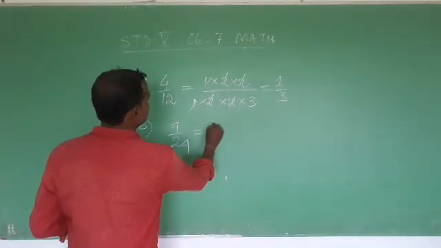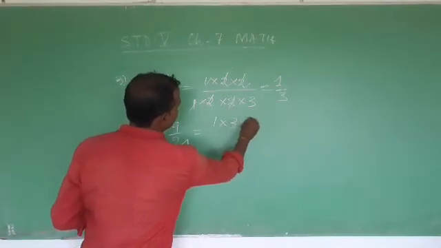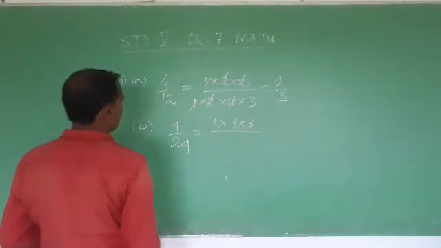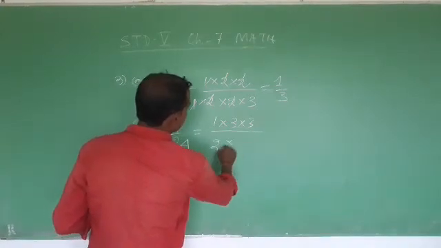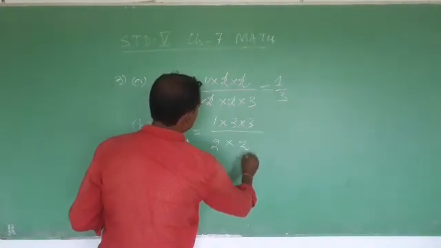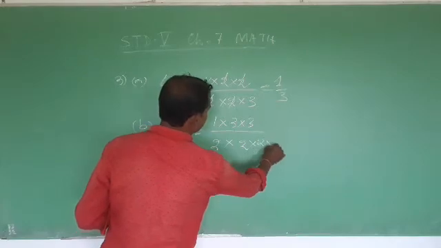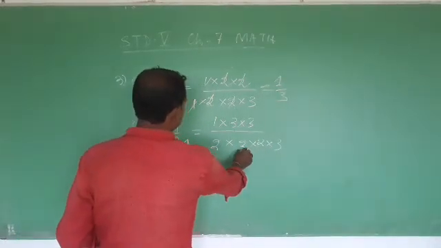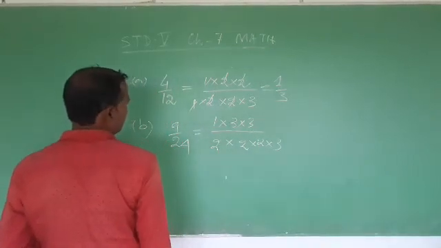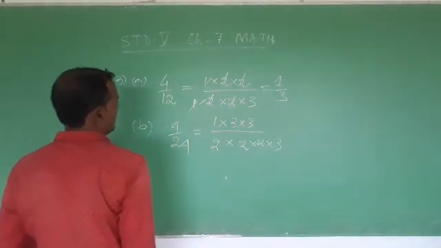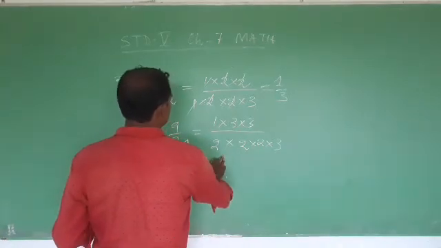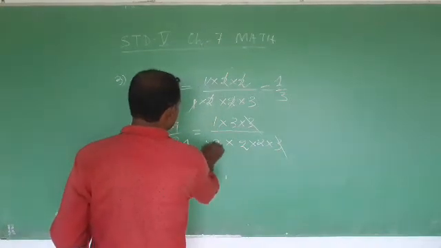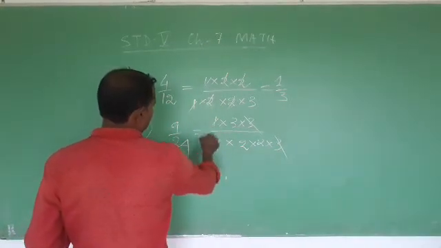So 9 can be written as 1 into 3 into 3 by factorization. 24 also can be written as 2 into 2 into 2 into 3. Now remove the common ones. So this 3 will cancel this 3, and 1 cancels 1.